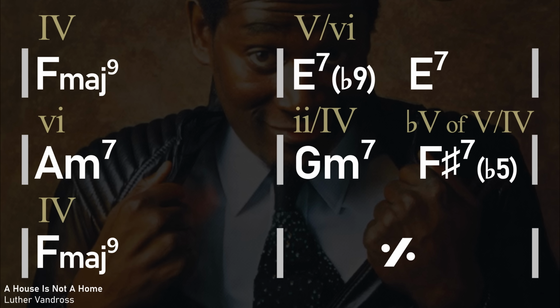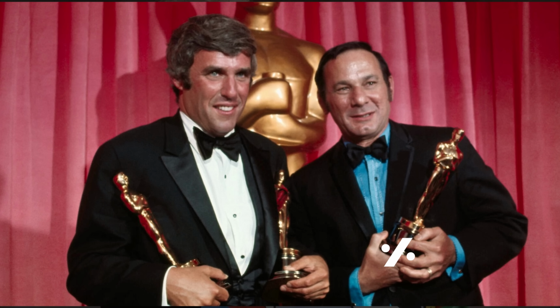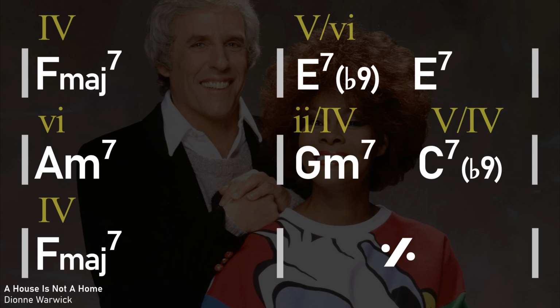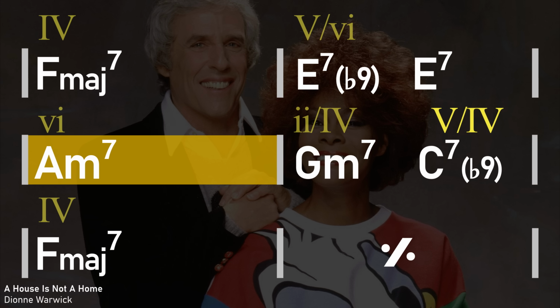Now this example is really interesting because Luther Vandross didn't sing the original version of this song. The original version was written by Burt Bacharach and Hal David and originally performed by Dionne Warwick. And that is really interesting because in the original version, this chord hasn't been tritone subbed. It's still the original, the more predictable 5 of 4, the chord C7.